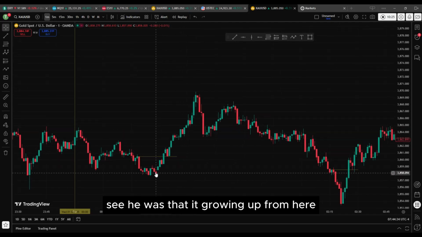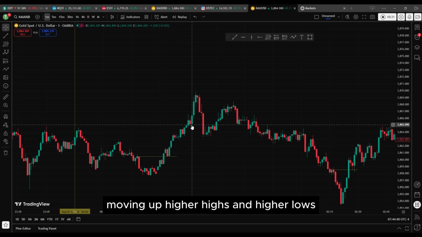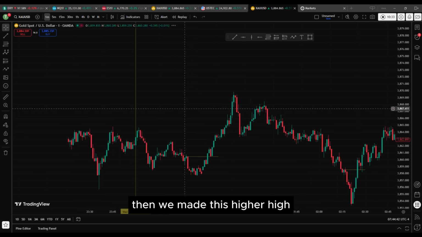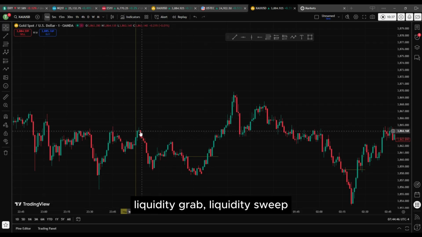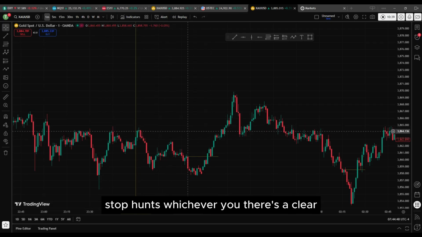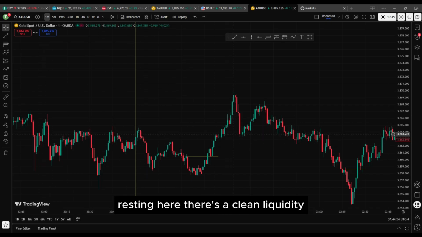See, we started growing up from here, ramping up. Price was moving up, higher highs and higher lows. Then we made this higher high. And then from where I can see there's a clear liquidity grab, liquidity sweep, stop hunt, whichever way. There's a clear liquidity sweep from this area as well. Liquidity all resting here. There's clean liquidity.